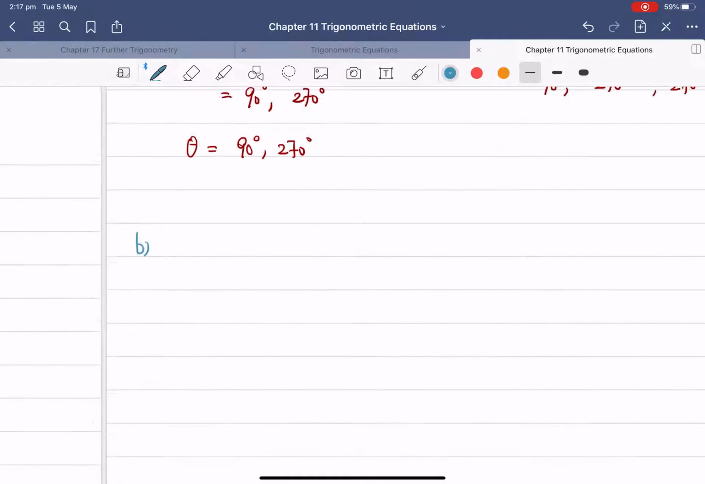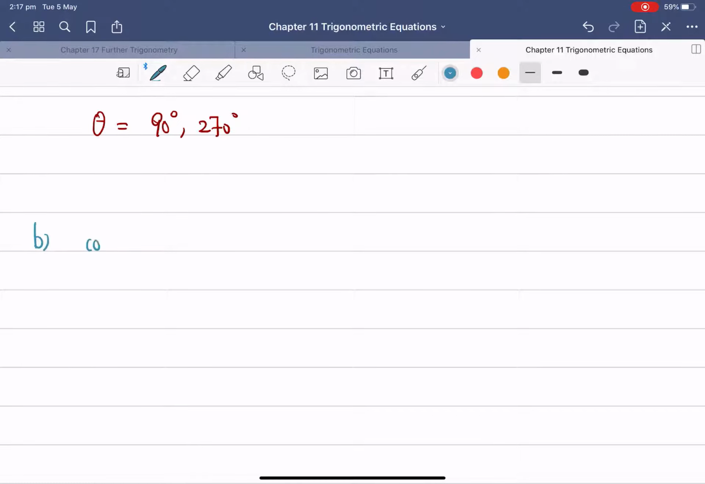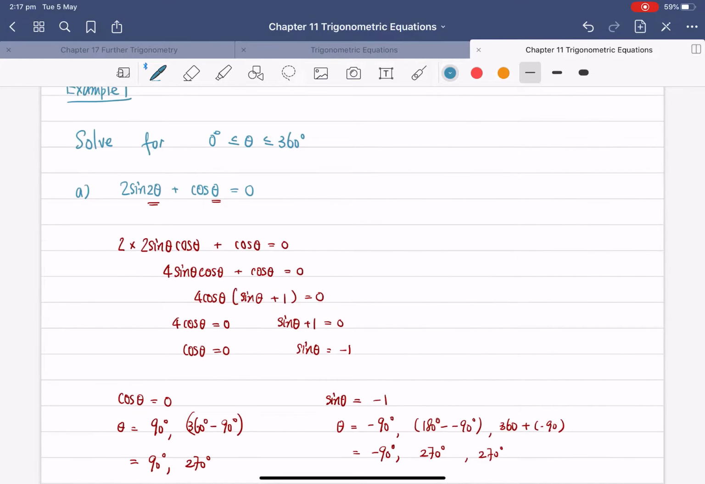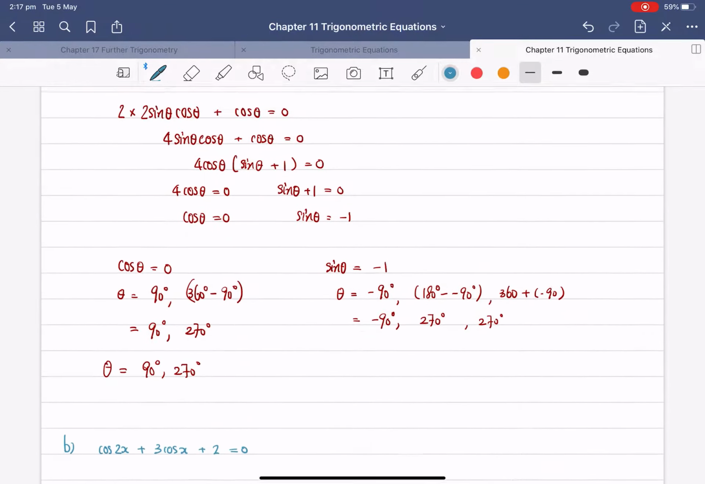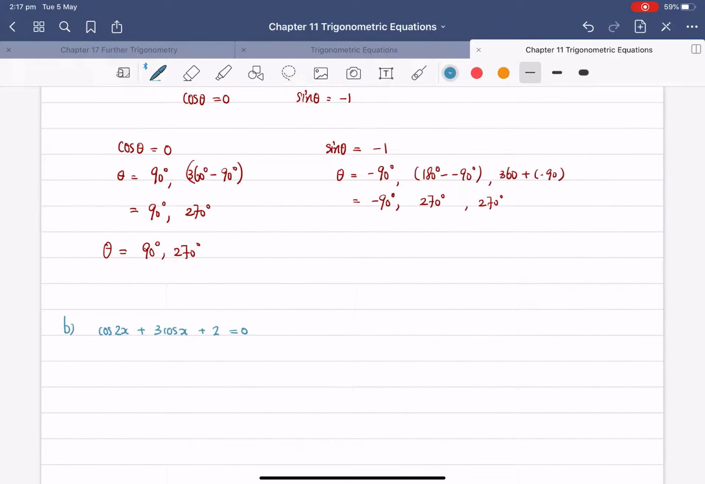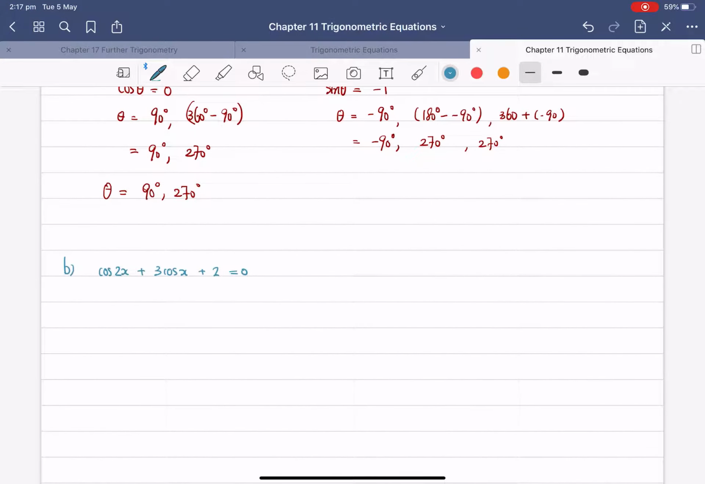The second question I'd like to try is this one here. How do we solve cosine 2x plus 3 cosine x plus 2 equals 0? Again, the domain is still between 0 and 360. We're going to do something using radians later. So how do we solve this one?